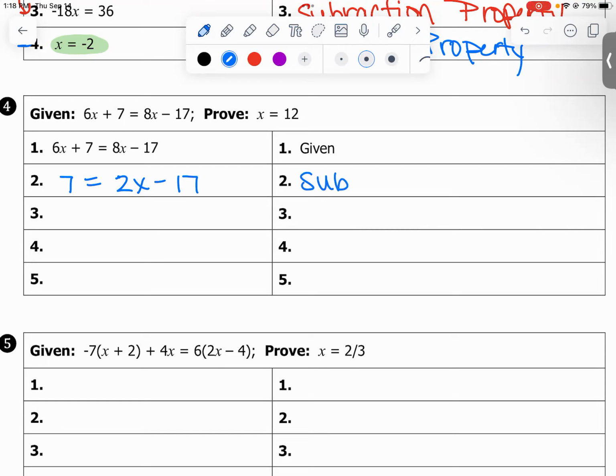And we subtracted from both sides, right? So we have the subtraction property of equality. Okay. All right, now what do you want to do? We're going to add 17. So if we add 17 to both sides, we would have 24 equals 2x, and that would be the addition property.